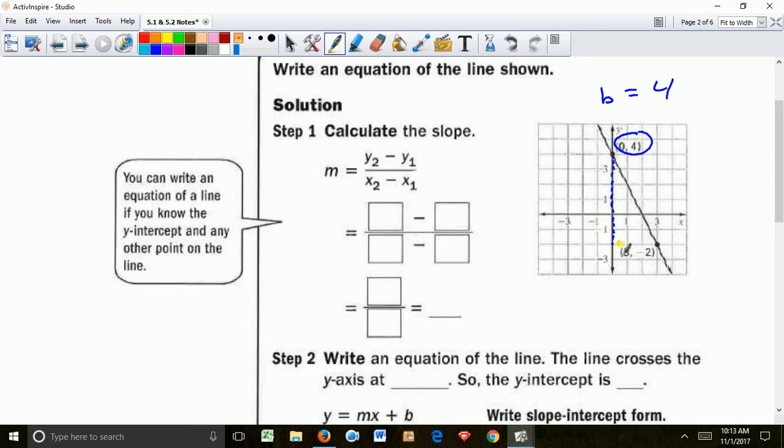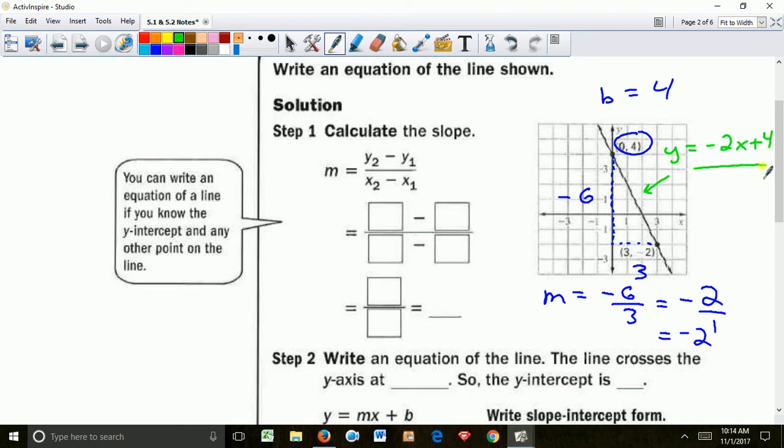This will have a negative slope. So the rise is 1, 2, 3, 4, 5, 6. So the rise is -6, and the run is 3. So your slope is -6/3, which is the same thing as -2/1, or just -2. So now rewriting this equation of the line in slope-intercept form is given by y is equal to -2x plus 4.